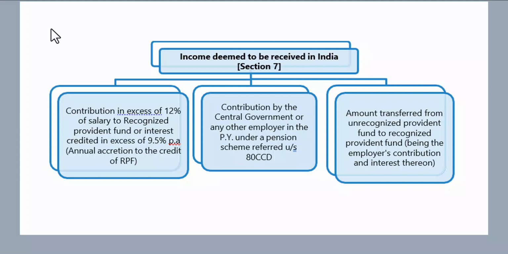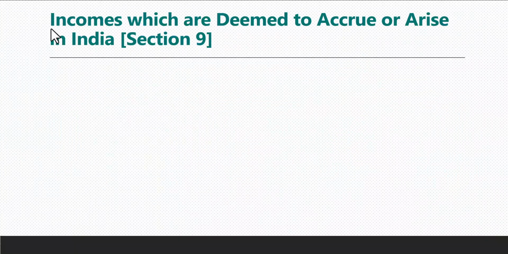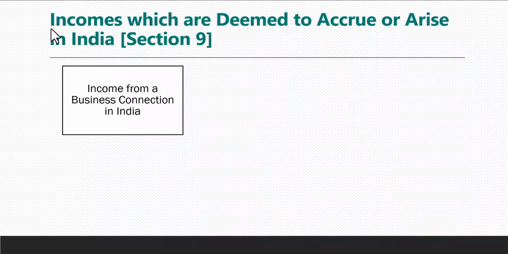Similarly, any interest paid on that contribution in excess of 9.5% will also become income deemed to be received in India. Now, under Section 9, there are instances which are considered as income deemed to accrue or arise in India. First is income from business connection in India. So I gave an example. Suppose you are a lawyer and you have gone abroad and given some services and you receive money in, say, $10,000 pounds. So that money will be taxed in India.